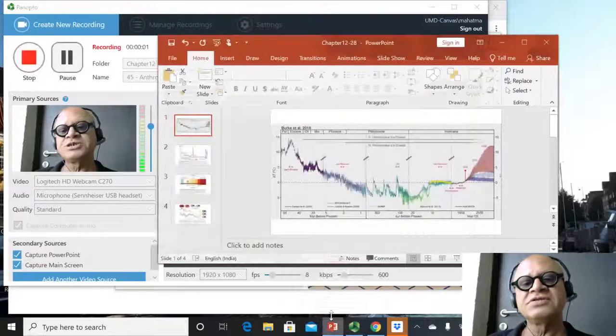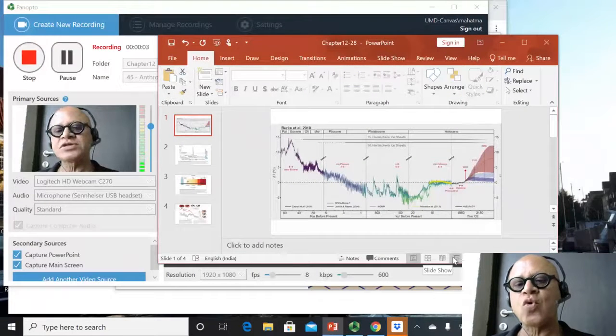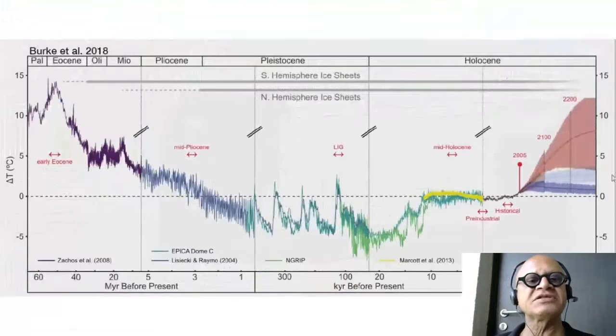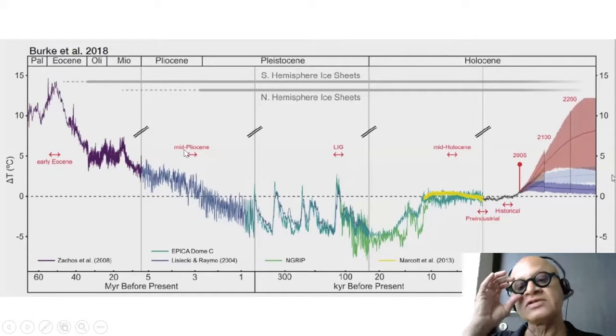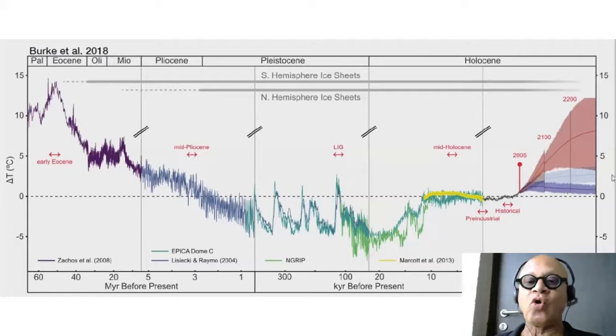So let's end this chapter and this course going back to the dynamics of what we have been learning, ocean and atmosphere, but we worried about their interactions in the context of climate at all time scales. So this is a nice figure again produced by Burke et al., which puts the paleoclimate time series we had looked at along with the projections at the end.